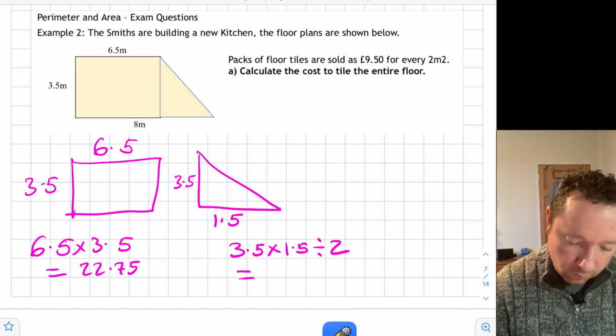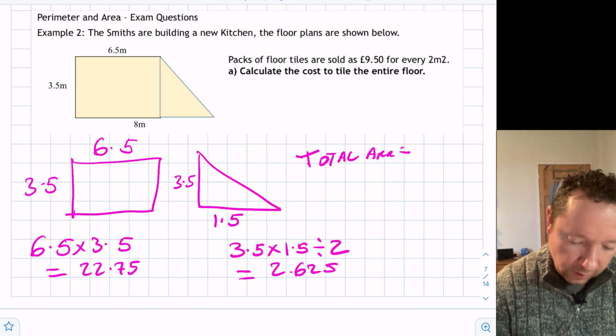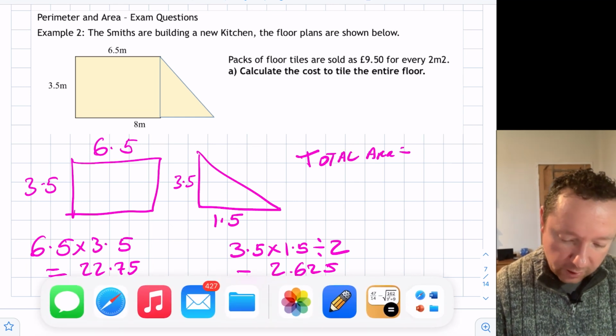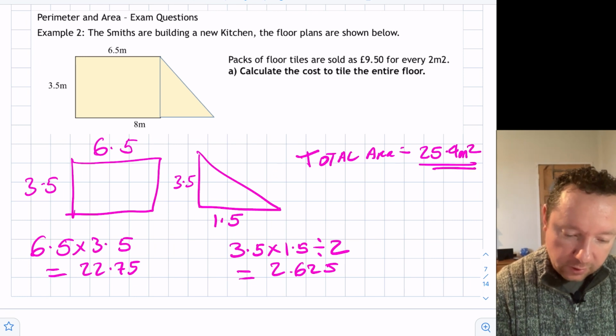22.75, 2.625, adding them together, total area is equal to 2.625 plus 22.75, which is 25.4 metres squared. Now that's our area. Now we need to read the question.